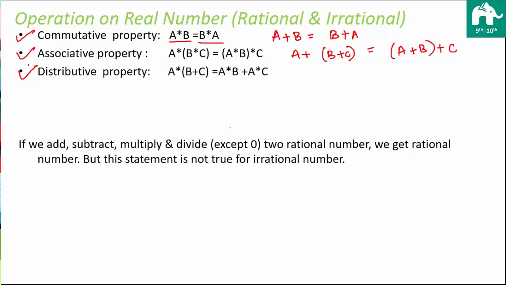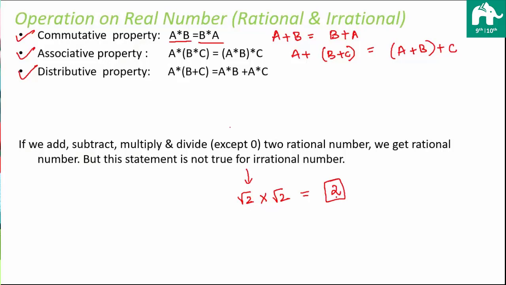If we add, subtract, multiply or divide two rational numbers, we get a rational number. But that is not true for irrational number. It is not necessary that if we multiply two irrational number, we will always get an irrational number. For example, root over 2 is an irrational number. But if it is multiplied by root over 2, we get 2, which is a rational number. So the product of two irrational numbers becomes rational in this case.